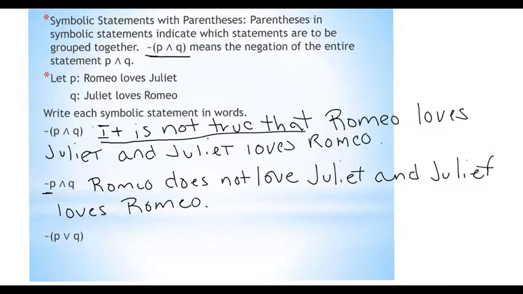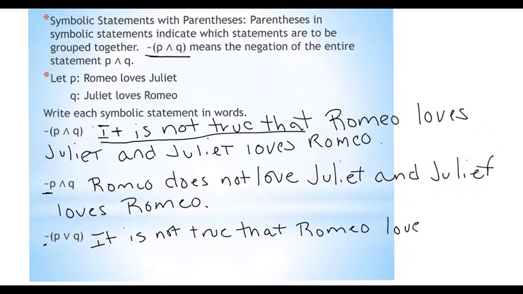Okay, and then our last one, again, we're negating the whole thing because the negation is outside the parentheses, so we would start off with, it is not true that, and then we're going to do Romeo loves Juliet. Or, because that's our or symbol, Juliet loves Romeo.